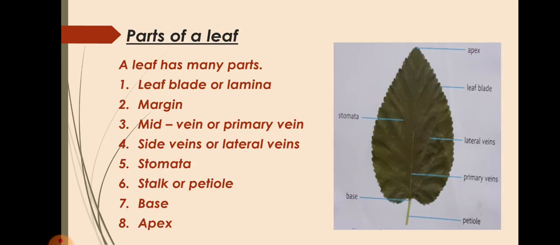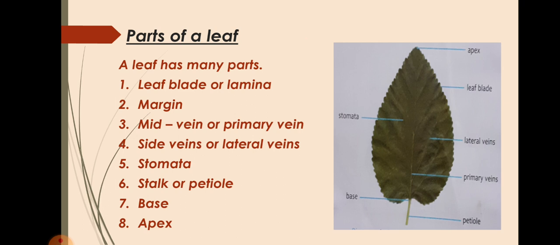Parts of a leaf. Students, a leaf has many parts like leaf blade or lamina, margin, midvein or primary vein, side veins or lateral veins, stomata, stalk or petiole, base and apex. So these are the different parts of a leaf. First, leaf blade or lamina. The flat part of the leaf is called the leaf blade or lamina.